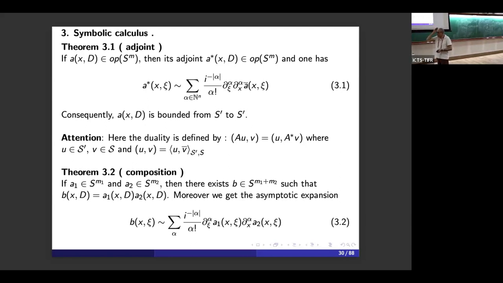Sometimes the derivative hits the coefficient, sometimes it hits the other derivatives of the distribution. So this formula will finish exactly at order M1 plus M2. The first term for the composition, for instance alpha equal to zero, will give A1 A2, a simple product. The second one, you lose a xi on A1 and take the derivative with respect to x for A2. It's really a composition of derivatives.